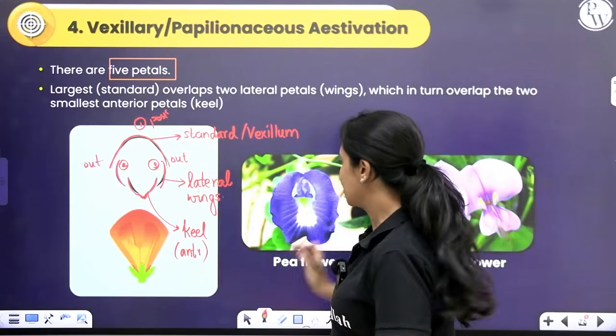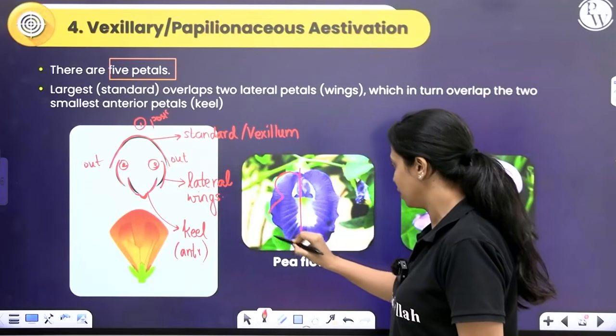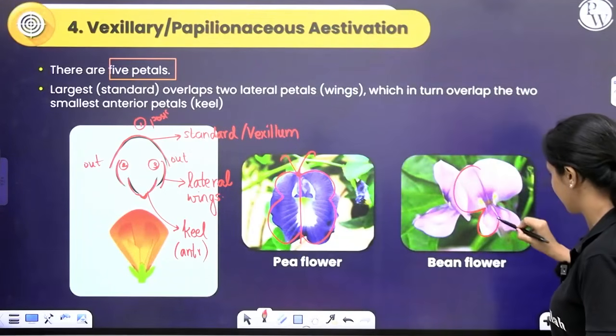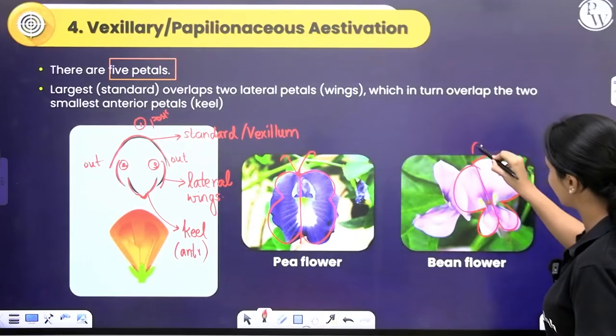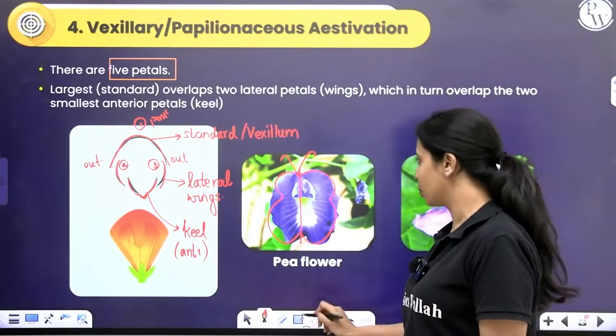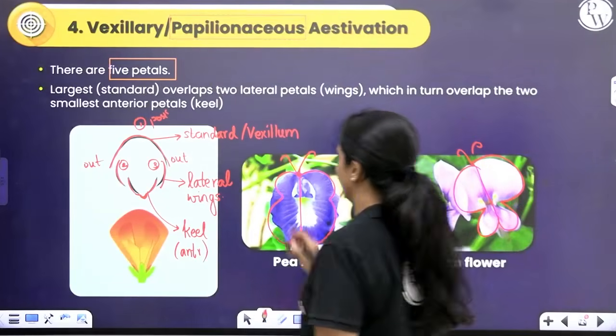Since the petals of this flower resemble the shape of butterflies, right? It does look like butterflies, doesn't it? That's why this corolla is called papilionaceous corolla, which means it is like a butterfly. Papilionaceous means butterfly-like.